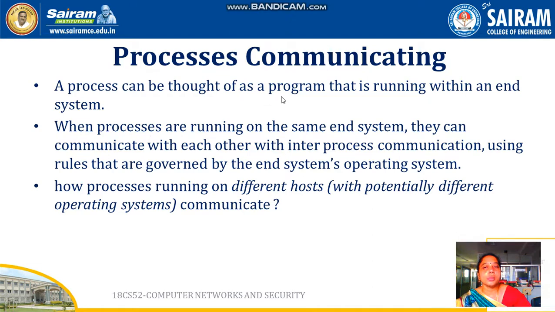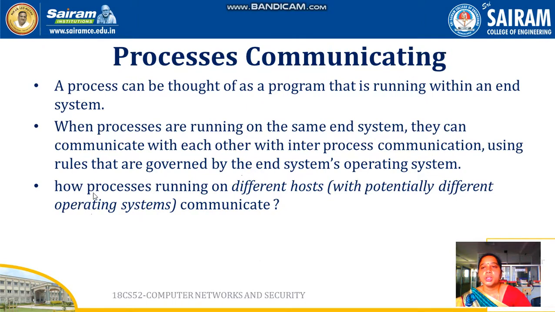A process can be thought of as a program that is running within an end system. So in every end system, a process will be running. When processes are running on the same end system, they can communicate with each other with inter-process communication. In a system we can run 2-3 processes simultaneously. That is possible using rules governed by the end system's operating system. In the same system, if 2-3 processes want to communicate with each other, then we can use its own protocol.